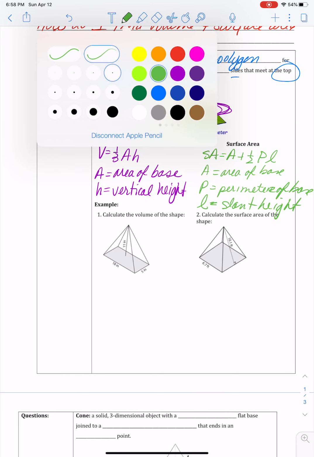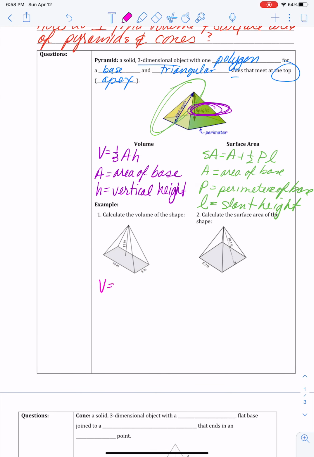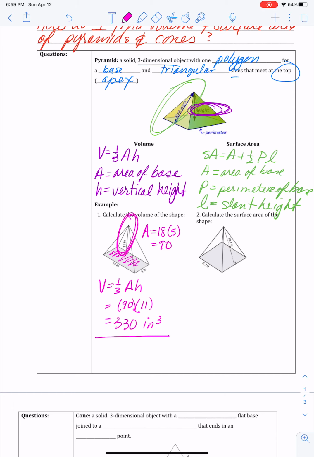So volume equals 1/3 the area of the base times the height. A is 18 times 5, that's this base right here, which is 90. So make sure that says third, 1/3, not 1/2. 1/3 of the area of the base, which is 90, times the vertical height. Here's our vertical height, which is 11. So we get 330 cubic inches for our volume.